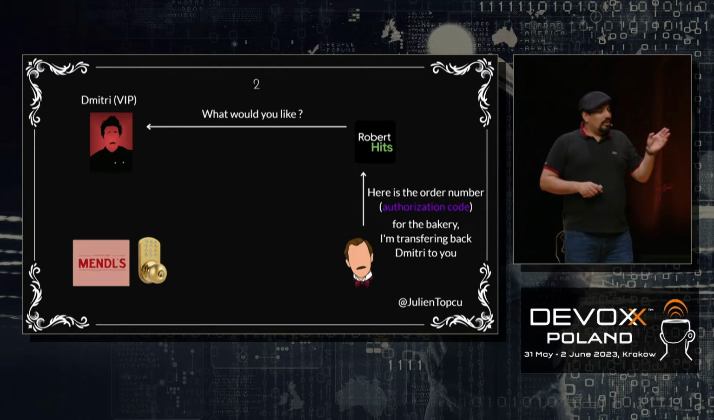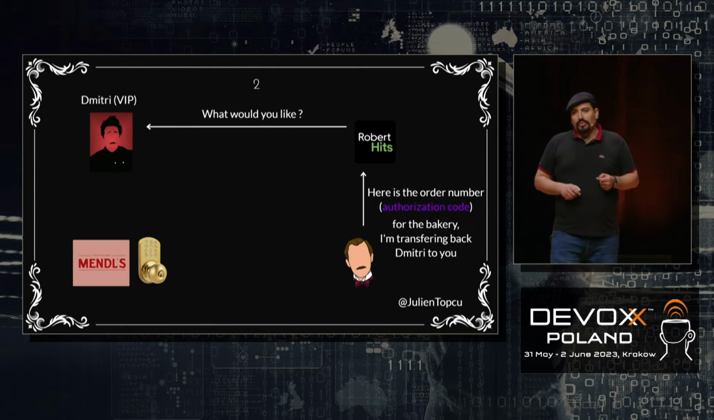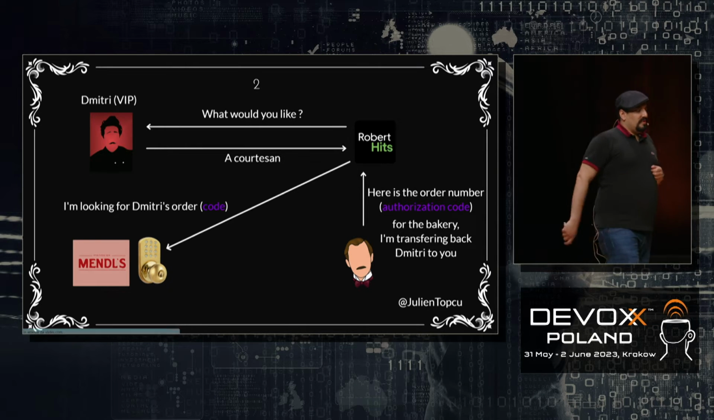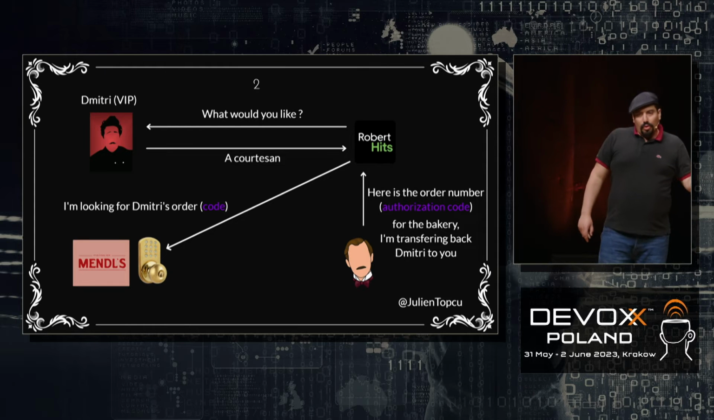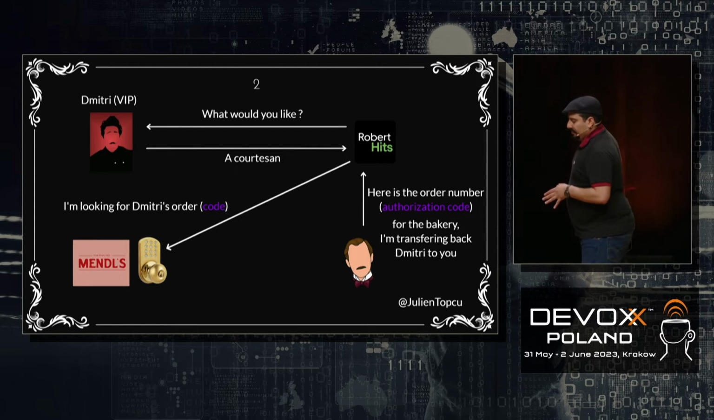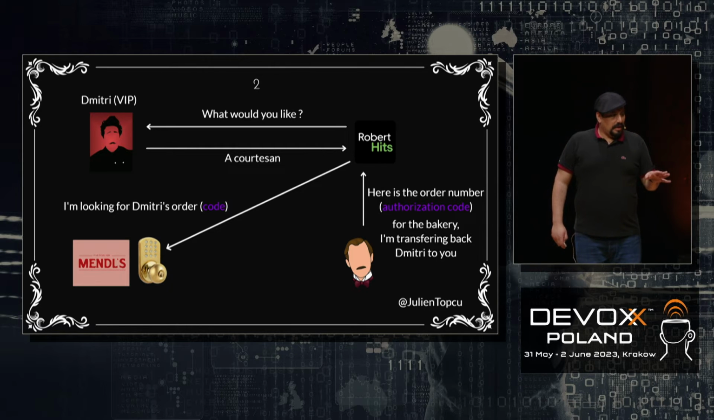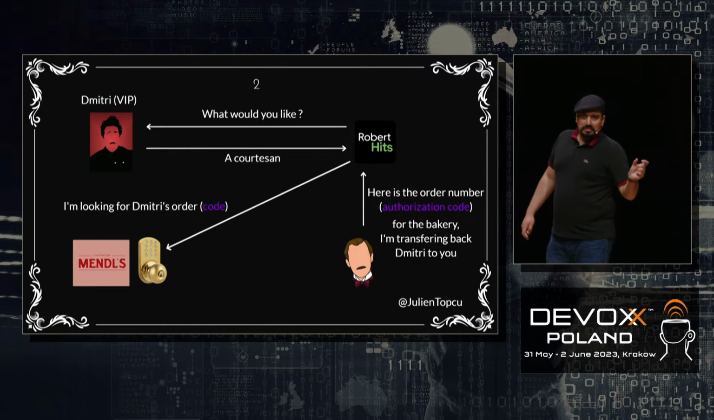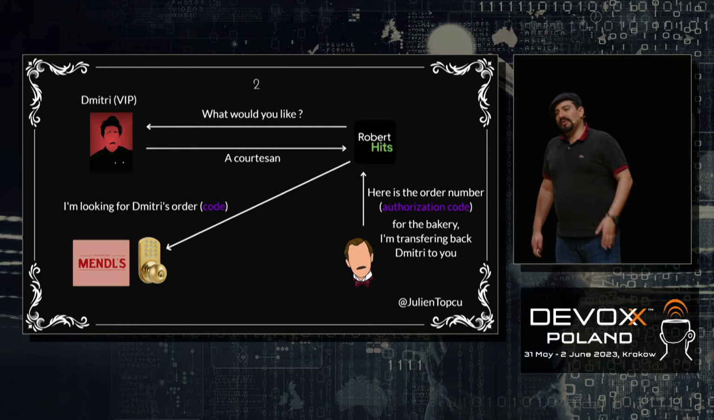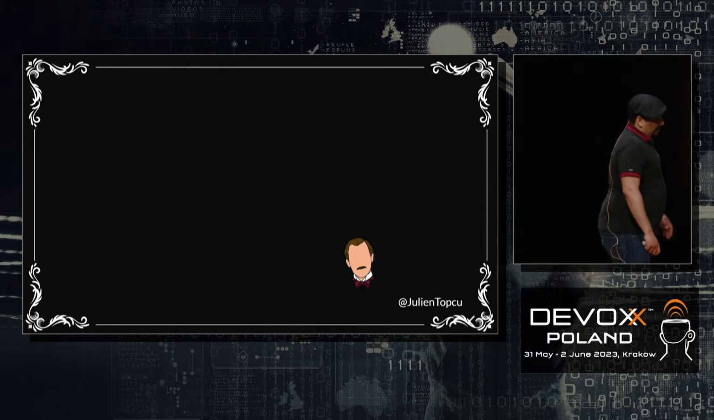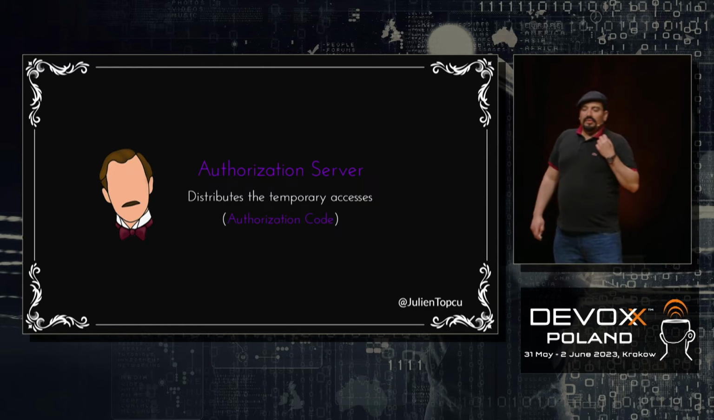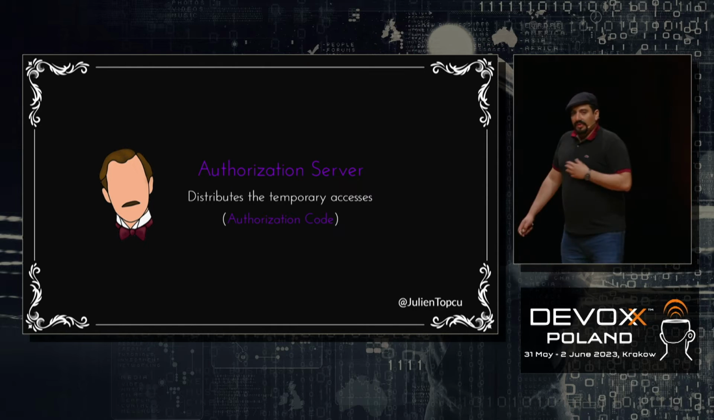So now they have that code. They can call Dimitri back and say, OK, what would you like? A courtesan, this is the name of the pastry. And with the authorization code, they are able to open the code lock and deliver the pastry. OK. In that process, you can see that RubberHit has temporary access to the pastry, and they never had the credentials of Dimitri. So the role of the authorization server is to distribute temporary access to the third party.